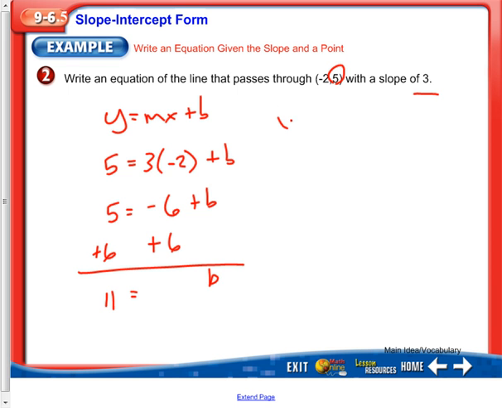So now we can say that y equals 3x plus 11. The slope is 3, that's where I'm getting this from, and b is 11. So this is my answer right there: the slope-intercept form of the equation that goes through this point using that slope.